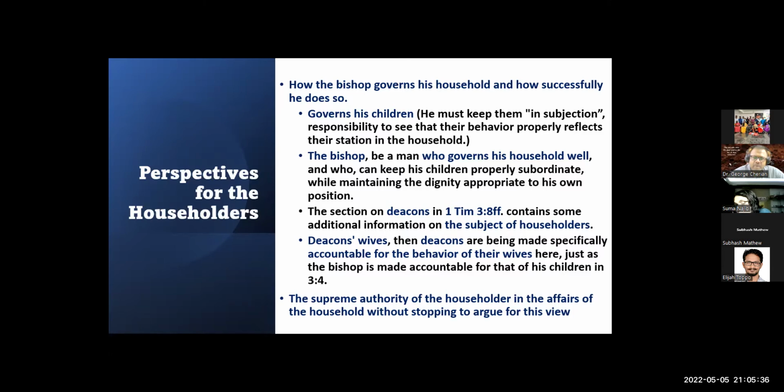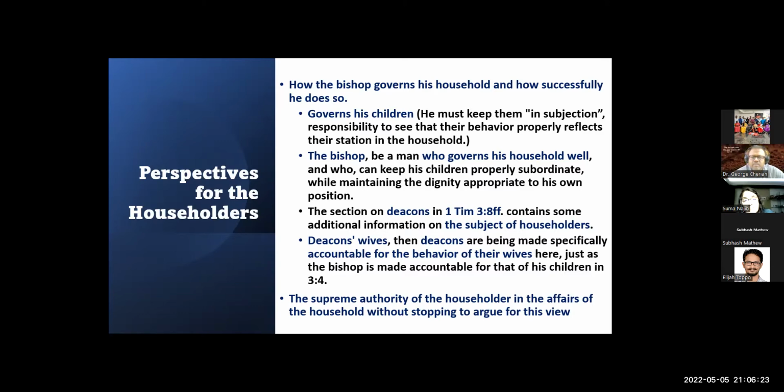So how the bishop governs his household and how successfully he does so. This is regarding the elders, and we are all familiar with the passages. The first thing is how he governs his children. He must keep them in subjection. The bishop, mostly talking about men, has a responsibility to see that the children's behavior properly reflects their station in the household. And the bishop has to govern his household well.